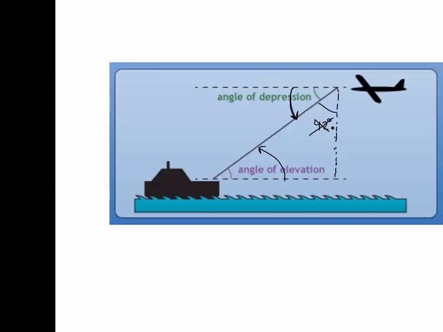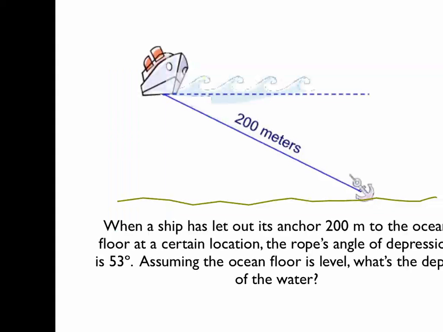Now you could use the angle of depression to find that angle. It'd be what? 90 minus 42. If the angle of depression was given as 42, then that angle would be 90 minus 42. And this would be your 42 up here. Okay, so just as an example of that. This is saying that the rope's angle of depression is 53 degrees. So what angle is 53 degrees in this picture?